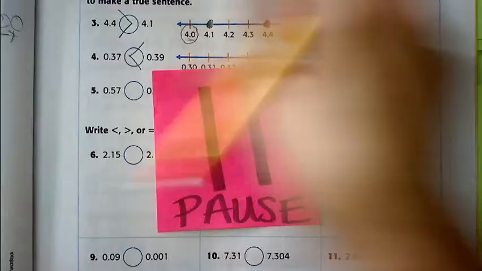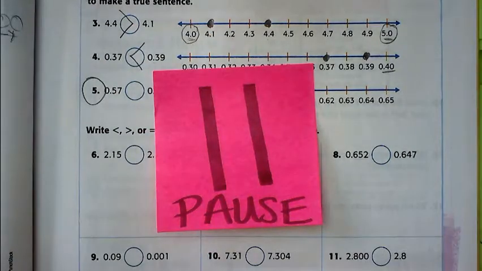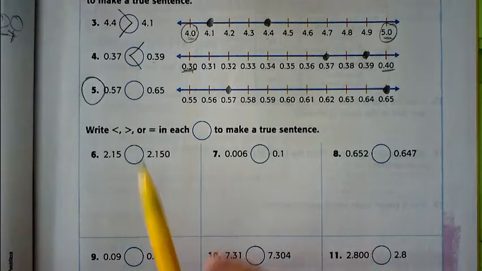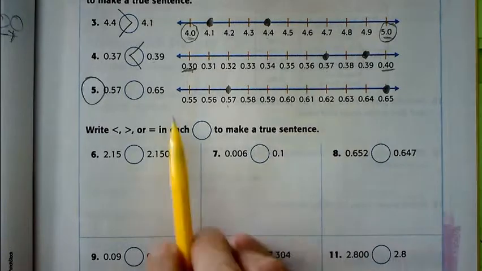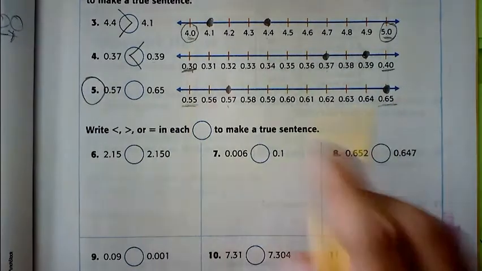Let's pause here. I would like you to complete number 5 on your own and then come back and check your work. On number 5, I graphed 0.57 right here and 0.65. We're starting at 0.55 and going up to 0.65. My bigger number is definitely that one.